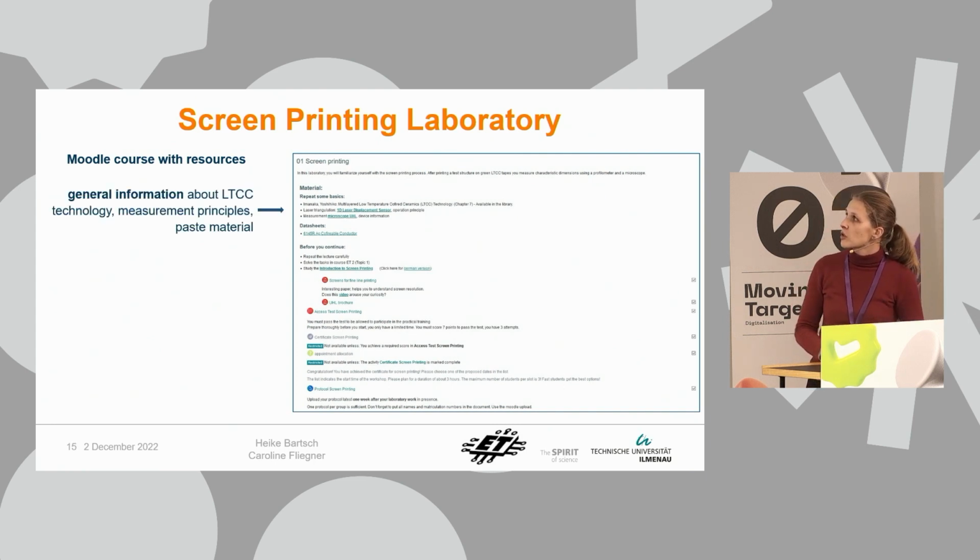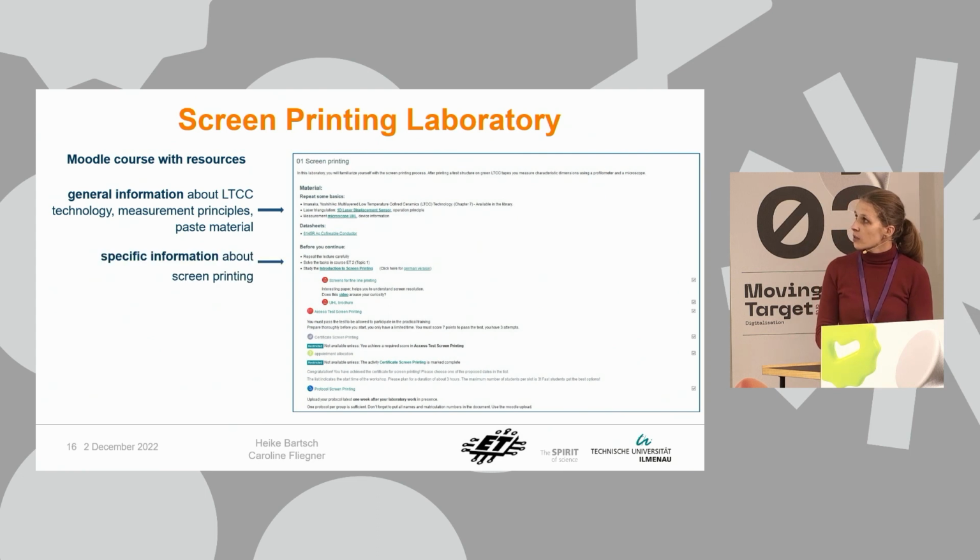So what do we have here? We have the general information about the low temperature co-fired ceramics technology, about measurement principles for the machines, and about materials that are used, in this case, printing paste materials. Then we have the next part, where we have specific information about this laboratory. So what is screen printing? What are the parameters that we need to take into account in order to make a good print that we can use later on?